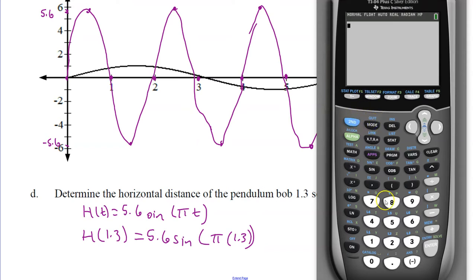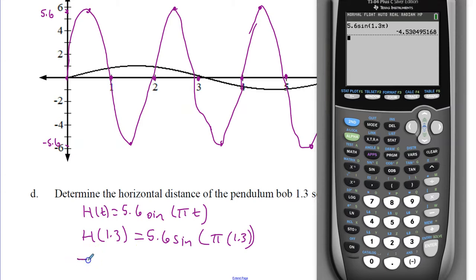So clear out of that, and we're going to go 5.6 sine, I'm just going to go 1.3 pi. This is easier than using it on the board. 5.6 sine 1.3 pi gives us negative 4.5. So the horizontal distance will be 4.5 centimeters to the left.